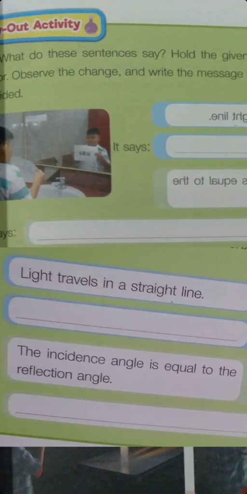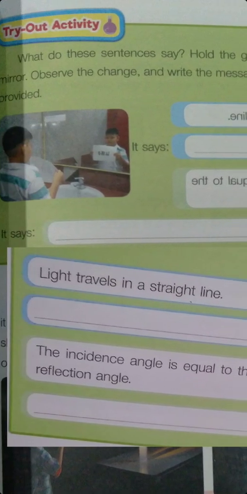Here, page 97. Try out activity. I take a picture of this using my front camera. Or you can also try this at home. Bring your book and then look at the mirror. So this one here, what do these sentences say?